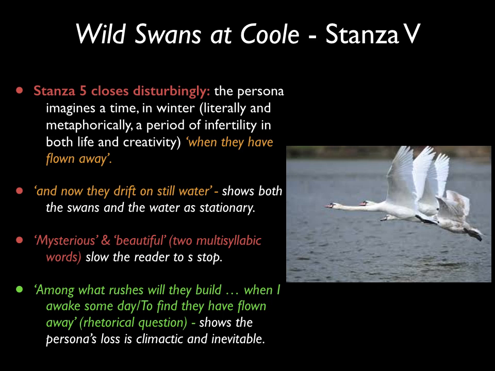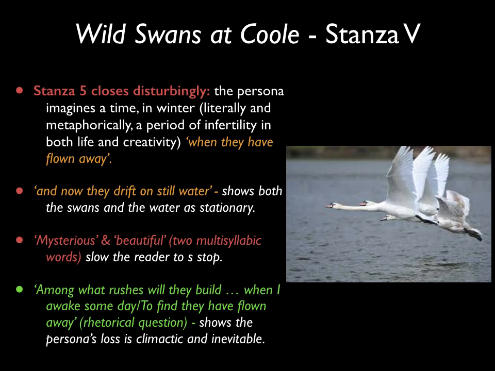Stanza 5 closes disturbingly. The persona imagines a time in winter, literally and metaphorically a period of infertility, of both life and creativity. And this is important. We look at this season of autumn in the Northern Hemisphere in October, that fading into winter, the shorter days, the cooler temperatures, the freezing temperatures if you're in certain parts of the Northern Hemisphere. But we look at the persona here, Yeats, imagining a time. He feels his time is nearing in terms of that progression into winter.